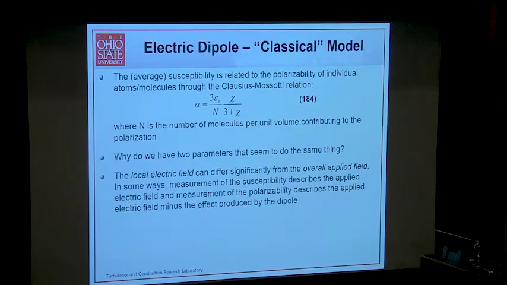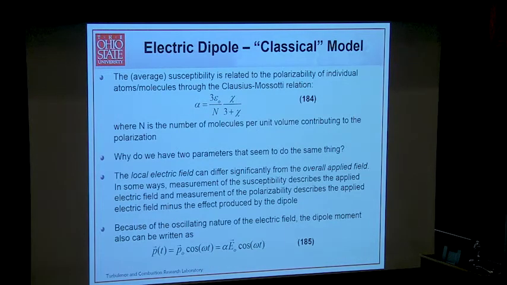So it's because we have an overall applied field and we have a local electric field. So what I wrote here is that the local electric field can differ significantly from the overall applied field. Okay? So the way that I think about it is that the measurement of the susceptibility describes the electric field, and the measurement of the polarizability describes the applied field minus the effect produced by the dipole. So locally, you're going to have the effect of the entire field, but you have some effect by the induced dipole as well. So it's a local effect and a global effect.